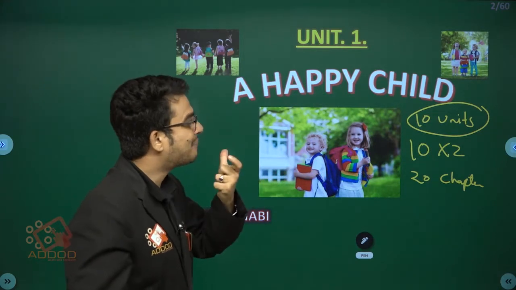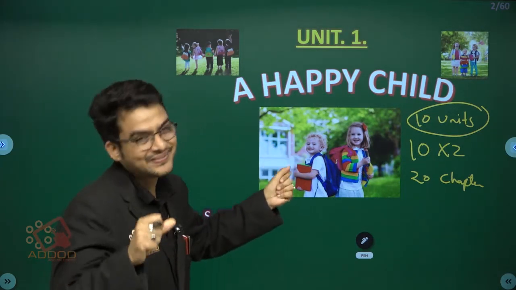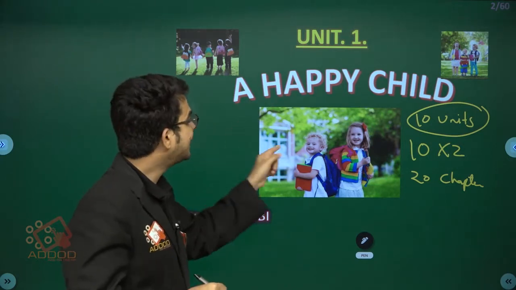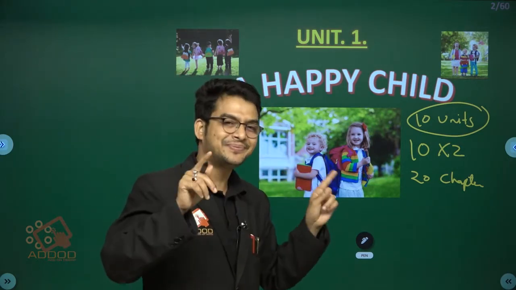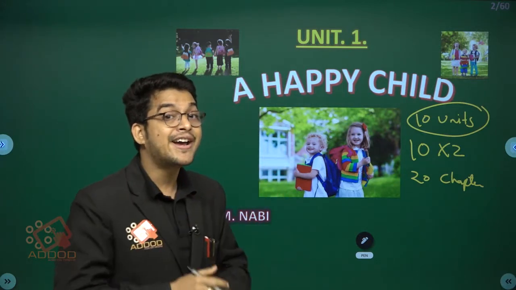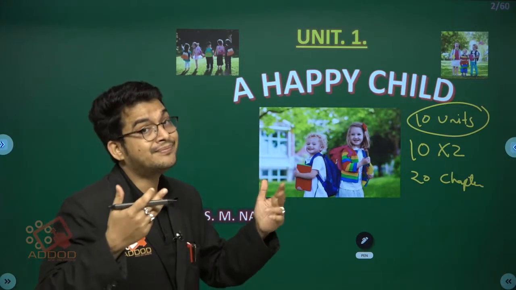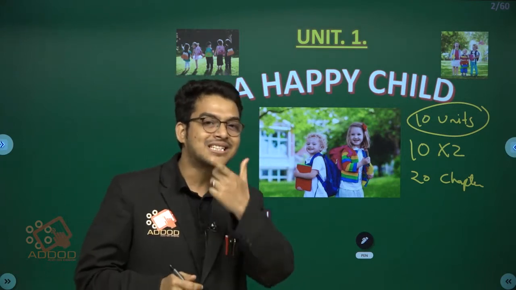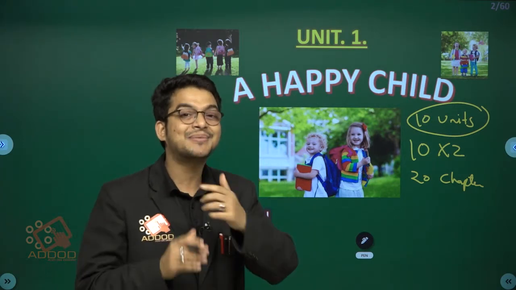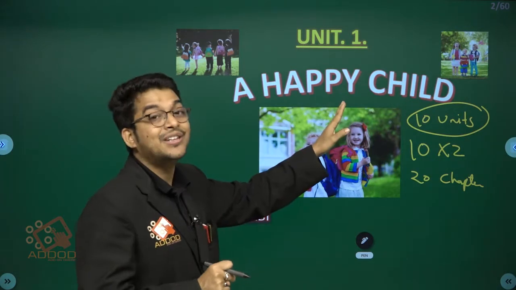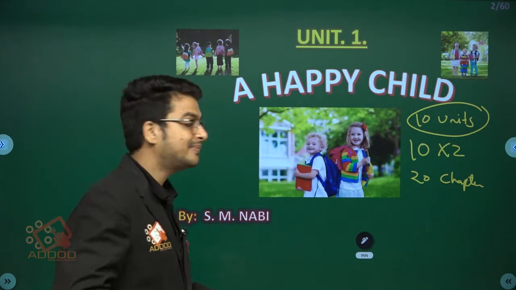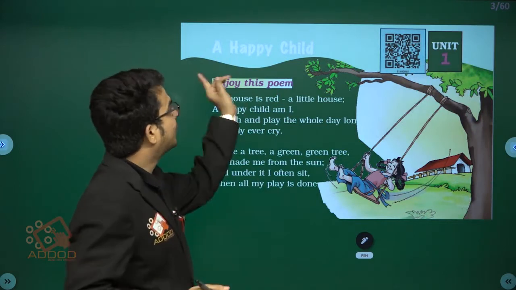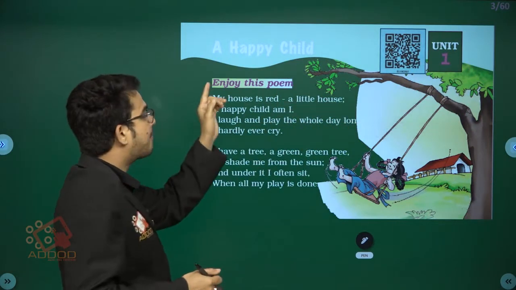You see the happy child. You see this, you see that, you see them all, they are smiling. Then why are you feeling so sad? Let's wear a smile, so that we can start the unit. Let's start. Enjoy this poem. Unit number 1, A Happy Child.